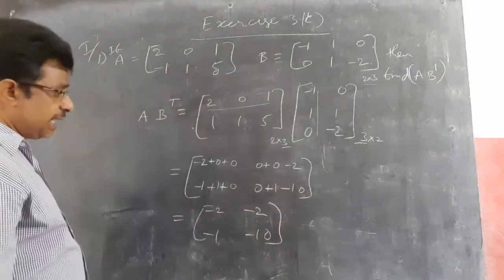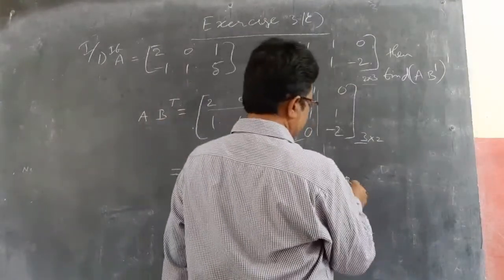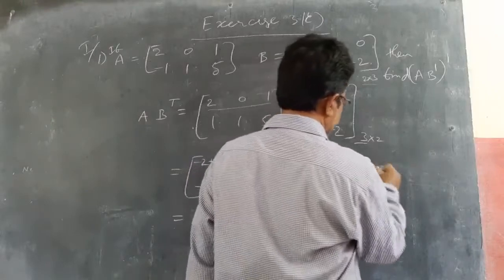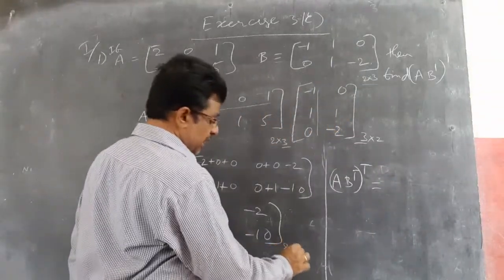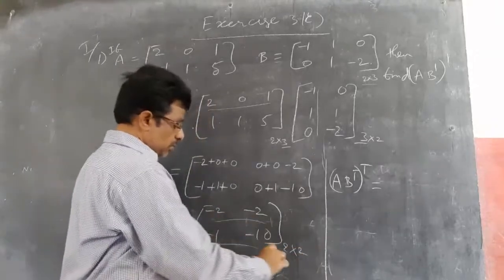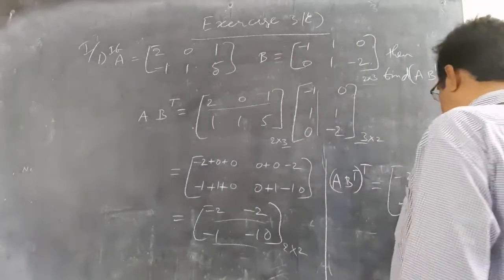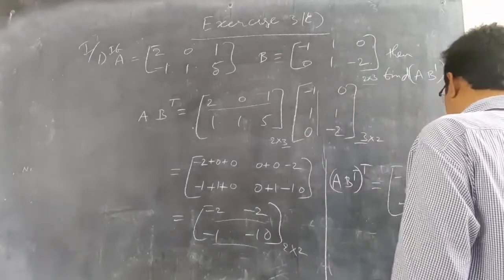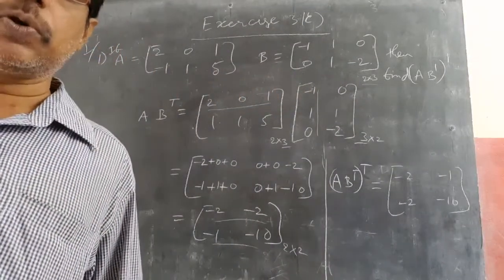Now I need (AB transpose) whole transpose, which means the transpose of this. Again this is 2 by 2, so the transpose is also 2 by 2 but rows change into columns. So minus 2 as a column and minus 1, minus 10 as another column. So this is (AB transpose) whole transpose.